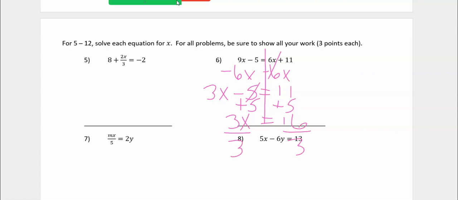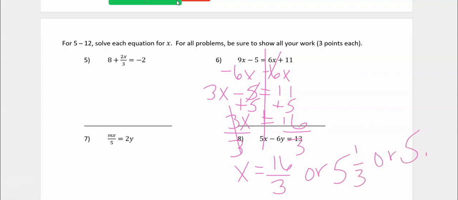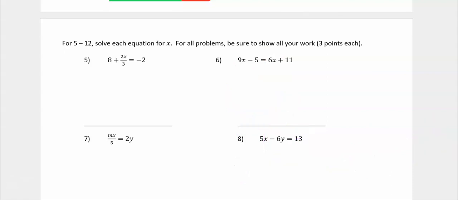Yes, it is a fraction, but that's okay. So x is just going to equal 16 over 3. You can leave it like that. If you'd rather divide it, you can, or turn it into a mixed number. 5 1/3 is okay, or that's just 5.3 repeating. All mean the same thing.